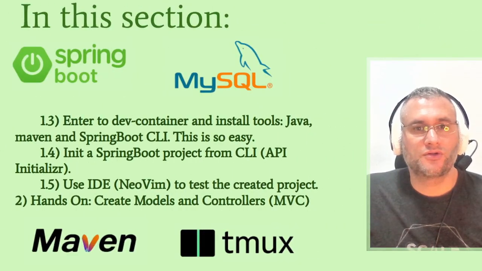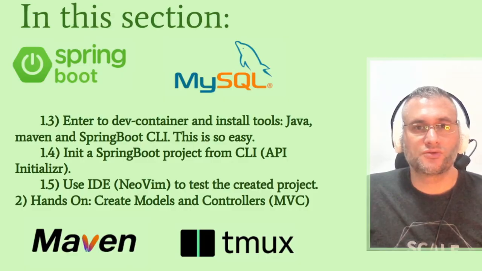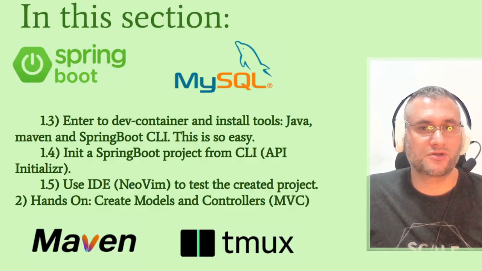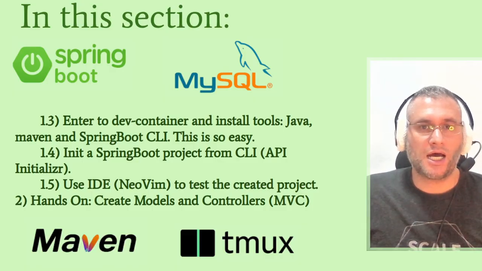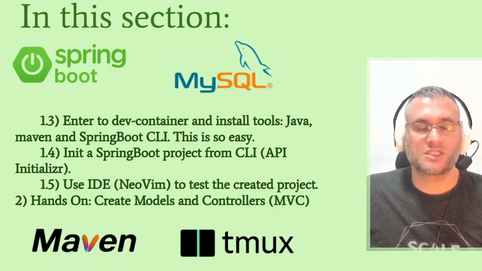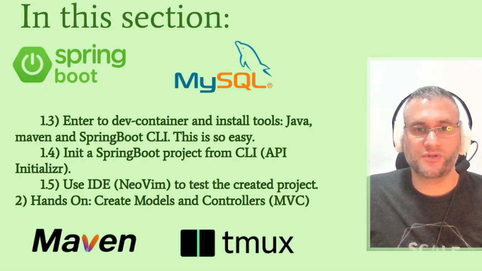Then I'm going to enter this dev container and install the tools required to develop the backend. First, I'm going to install the Java version. I can install whatever Java version we want, but in this opportunity I'm going to install Java 21. I'm going to install Maven and SpringBoot CLI. It is an easy process in the dev container.